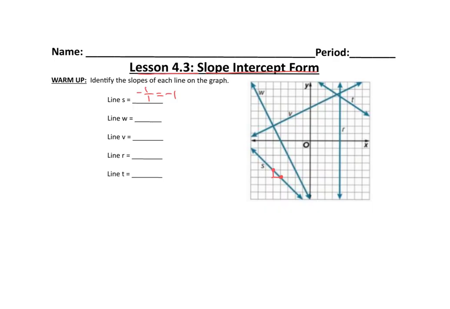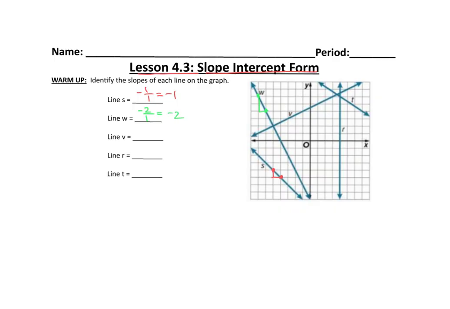Okay, let's go to line W. If I look at line W, right away I can see it's another line going down, if you look from left to right. Then I'm going to find some nice points. Here's a nice one that crosses, and here's one. I'm going to go down 2 over 1. So my slope this time is -2 over 1, which is the same as -2.